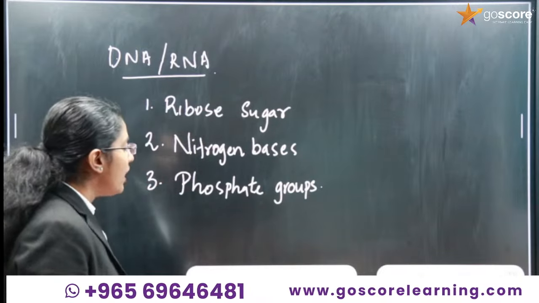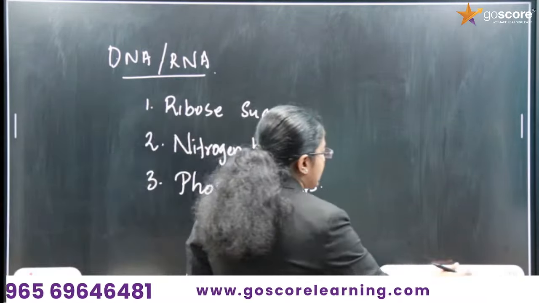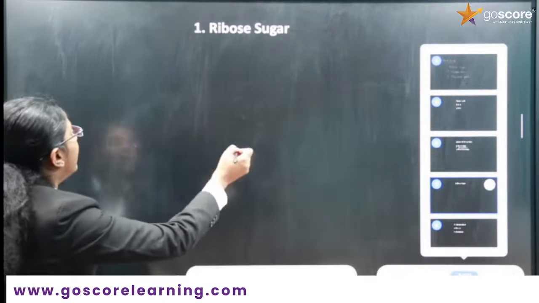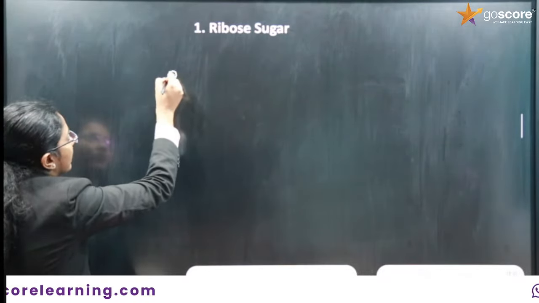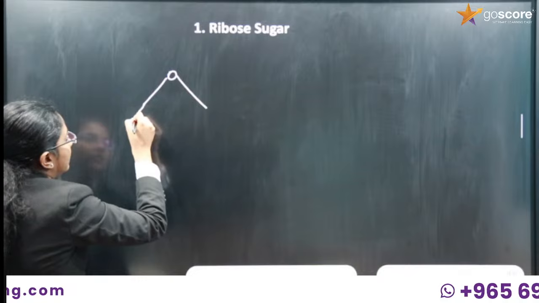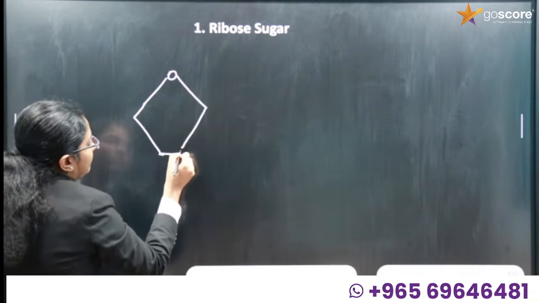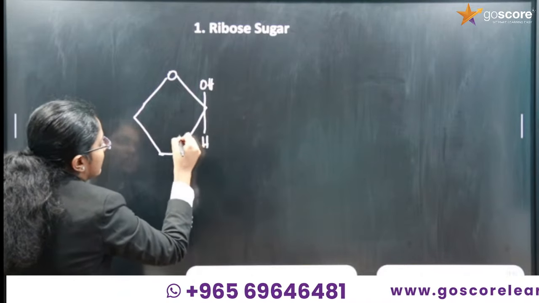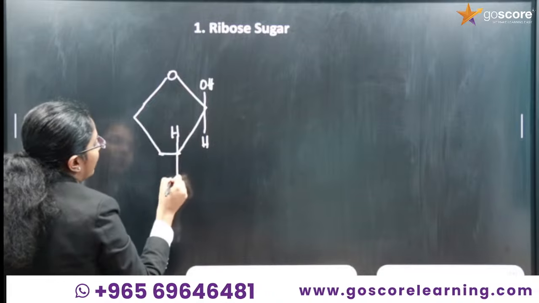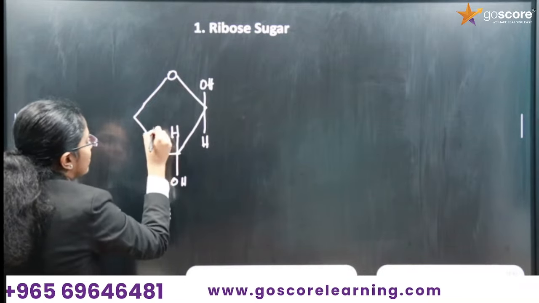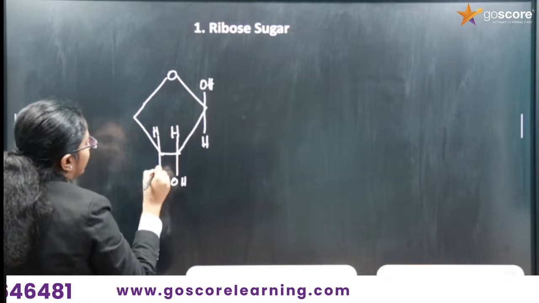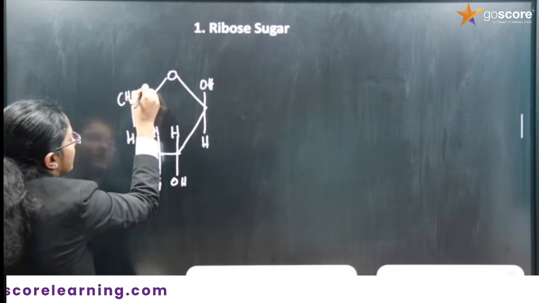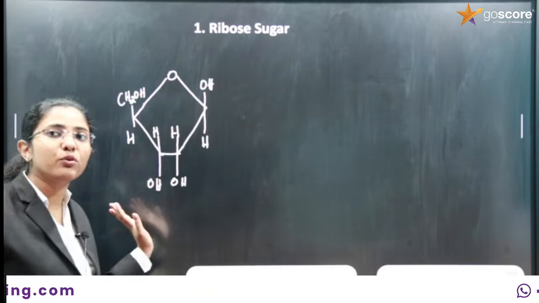First, we will look into ribose sugar. You know how to draw the ribose sugar, right? This is the structure of ribose sugar. The first carbon has OH, H, the second carbon has H, OH, and the third carbon also has H, OH. The fourth carbon is attached with H, and it is attached to the fifth carbon, CH2OH. This is the structure of ribose sugar.